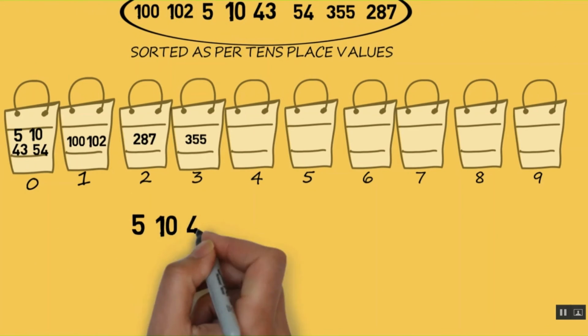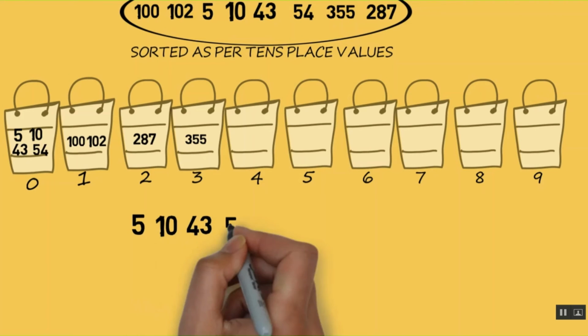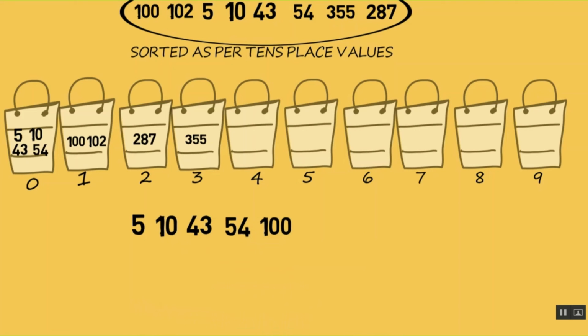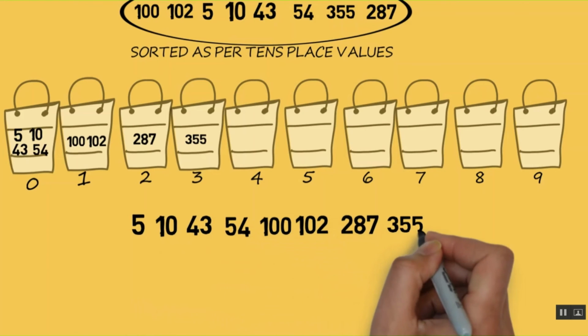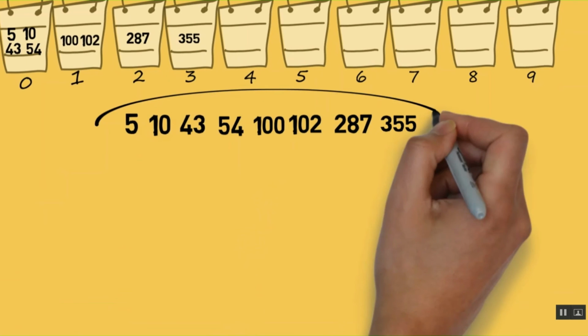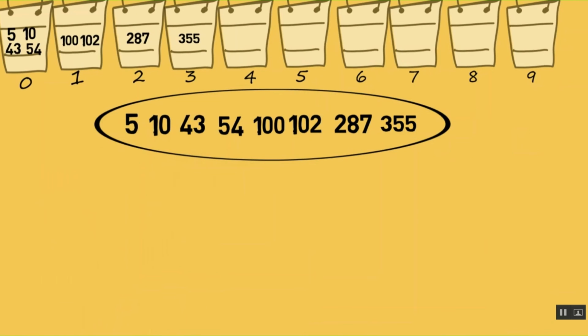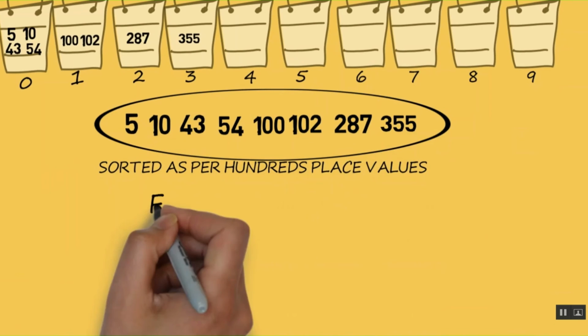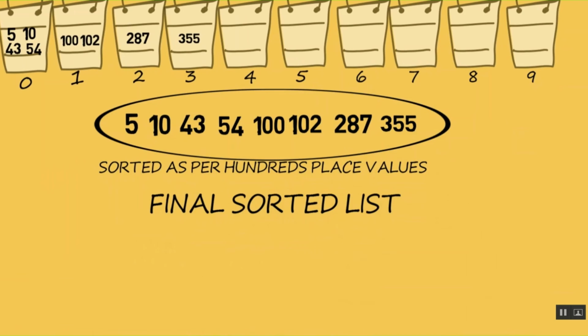And so we get 5, 10, 43, 54, 100, 102, 287 and 355. And this is our sorted list. This list is sorted by the hundreds place, by the tens place and the ones place. And this is the final sorted list as per Radix Sort. So next I will show you the Java code for this Radix Sort algorithm which we just saw in action.